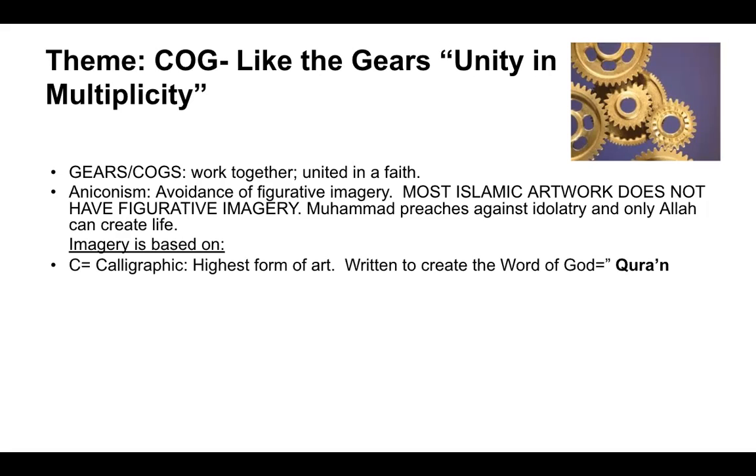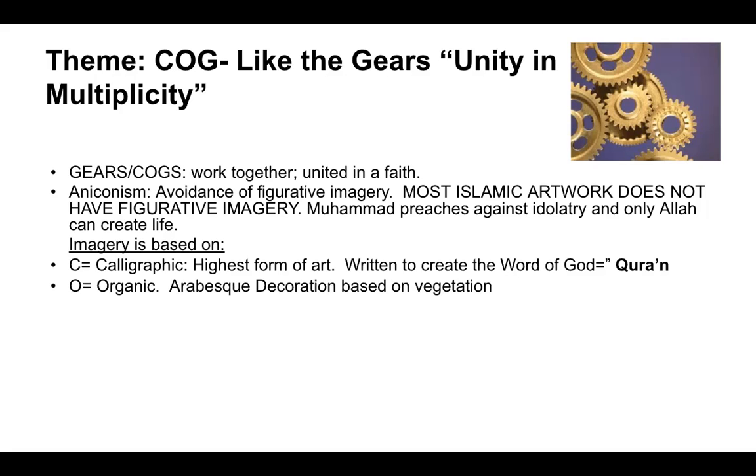So the C in COG stands for calligraphy. Calligraphy is often considered the highest form of art. It's written to create the word of God. So it's used to write the Quran, but it's also used for inscriptions and decoration. So we'll see it on surfaces of a mosque. We'll see it used in decoration, like on the Kaaba. All that gold and silver thread that we saw as it wraps around had calligraphy written across it.